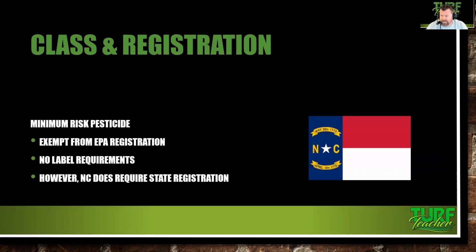With minimum risk pesticides, they are exempt from EPA registration. There is no label requirements. However, we here in North Carolina do require that they are registered with the state of North Carolina. I'm trying to think of one right off the top of my head of a minimum risk, but I'm sure it's one that we can buy at either Lowe's or Home Depot or one of the other stores.